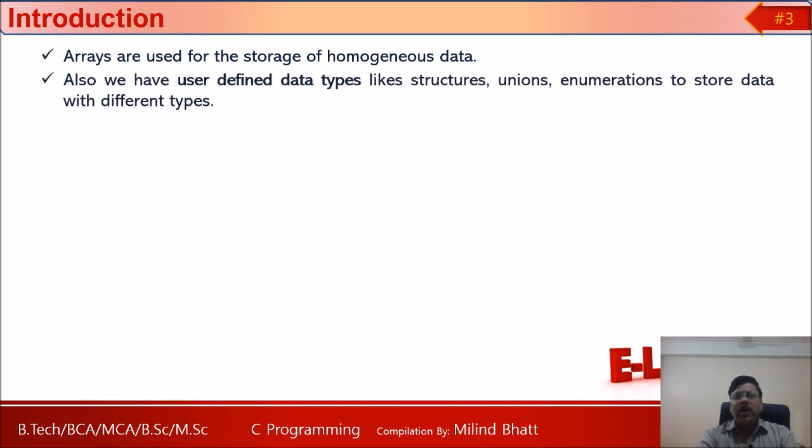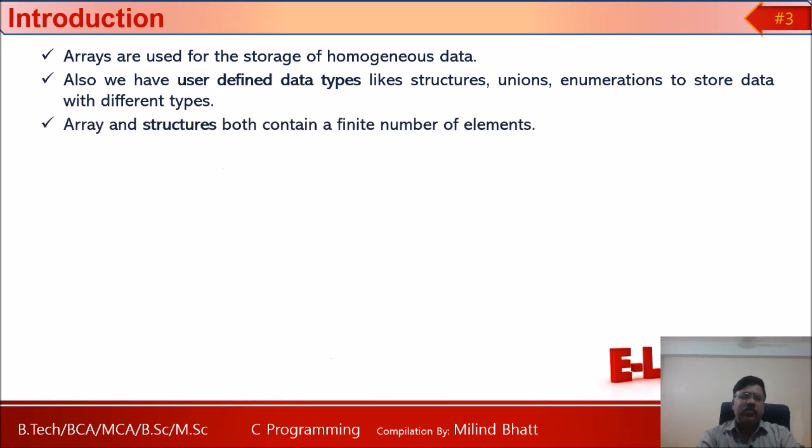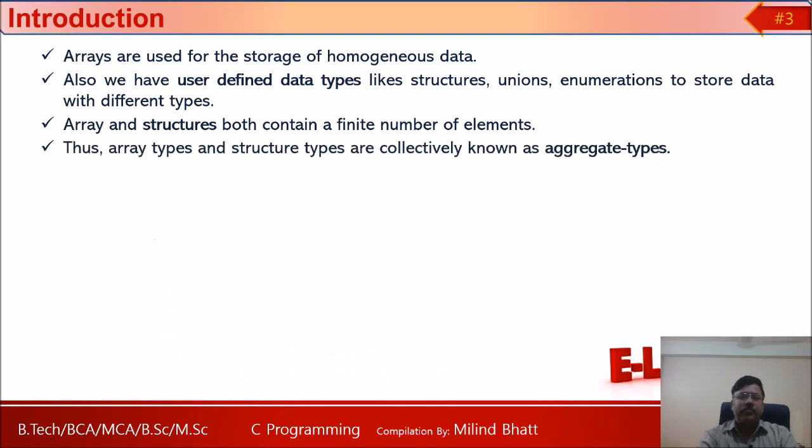Also, we have user defined data types like structures, unions, enumerations to store data of different types. Arrays and structures both contain a finite number of elements. That means we know how many such elements are to be stored in that particular data type. Thus, array types and structure types are collectively known as aggregate types.